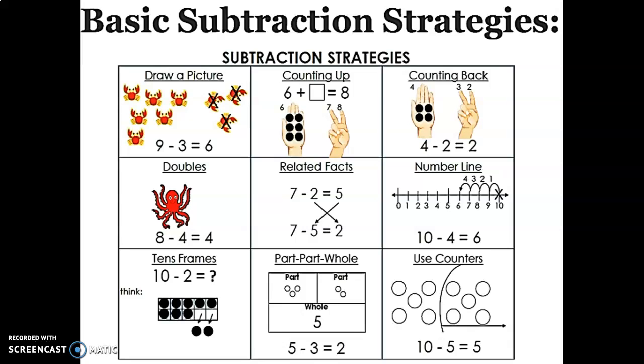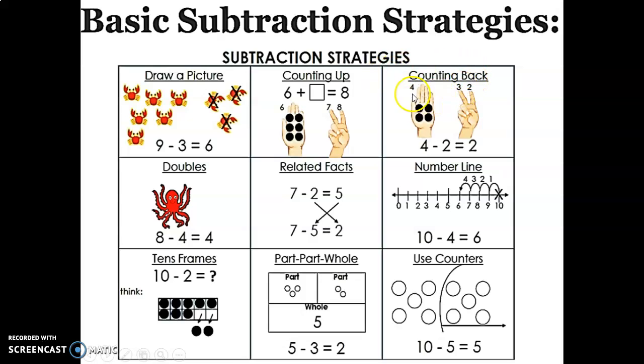Now, whenever you have to do subtraction, here are some basic subtraction strategies that you can also use. First, you can always try to draw a picture, just like if you have 9 minus 3 equals 6, and then cross out or take away the number of objects that you have to subtract. You can also use counting up. So 6 plus what number equals 8? From 6, count 2, so the answer here will be 2, since 6 plus 2 equals 8.